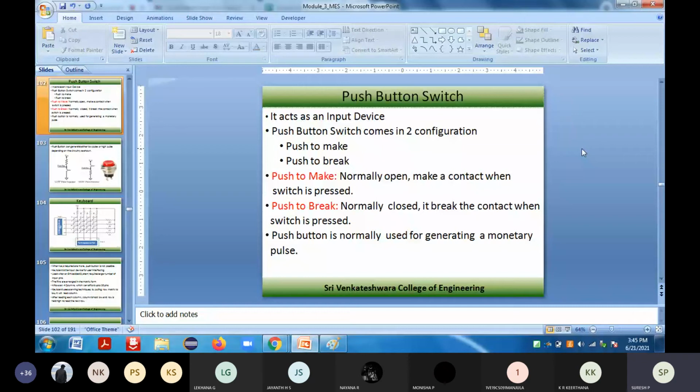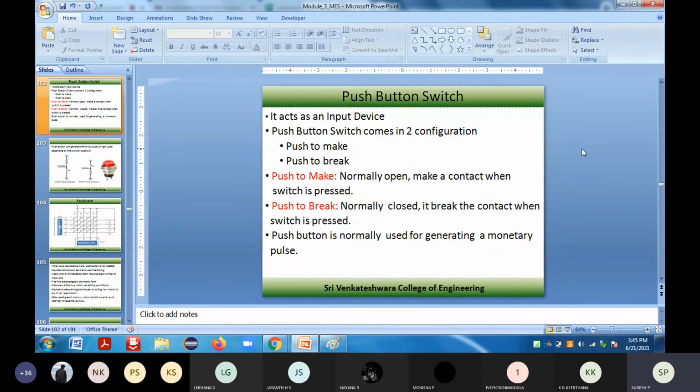Push to make is normally open. Whenever you press the button, it is going to make a contact. So push to make is nothing but this: whenever you press that button, it makes a contact. And push to break is what? Normally it will be closed.